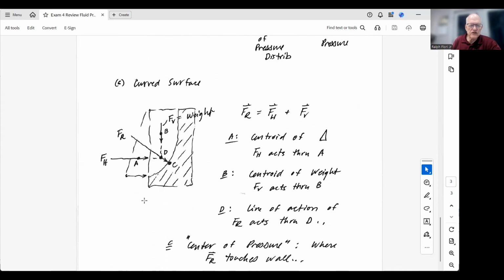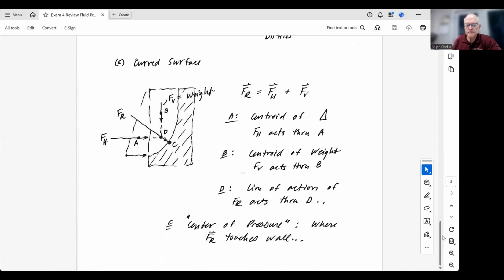Finally, if you have a curved surface and you have F horizontal and an F vertical, the F horizontal and the F vertical intersect at this point. The resultant force acts through that point, but then it touches the wall here at P. And so this is the center of pressure. It's a point on the wall at which FR intersects the wall. So that's a brief review of the equations. I'm going to make several more videos where I work just some simple example problems.